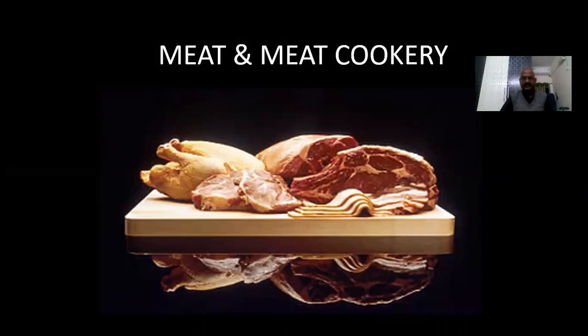In the previous class we talked about fish cookery. Today we are going to discuss meat cookery. In meat we have classifications: white meat, red meat, and brown meat. Three types of meats will be there.